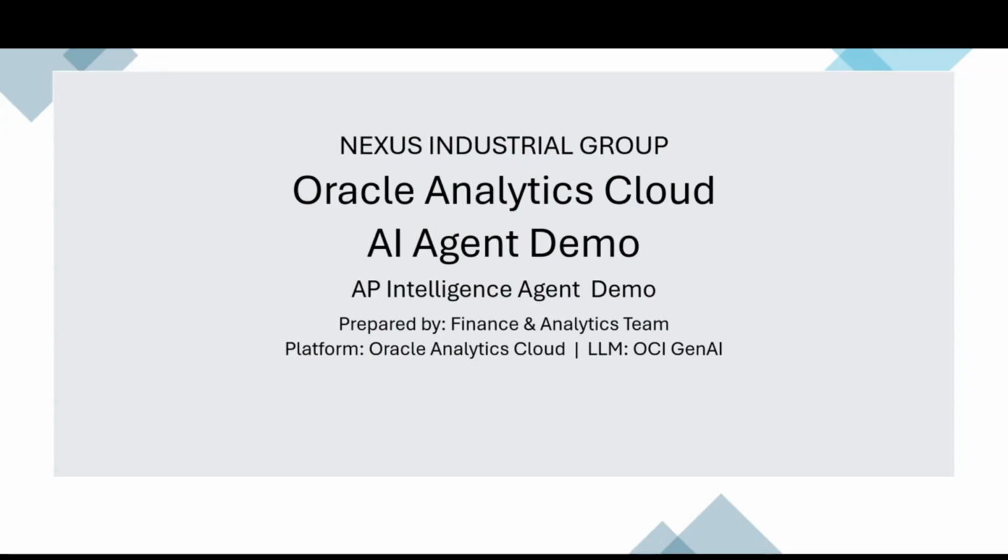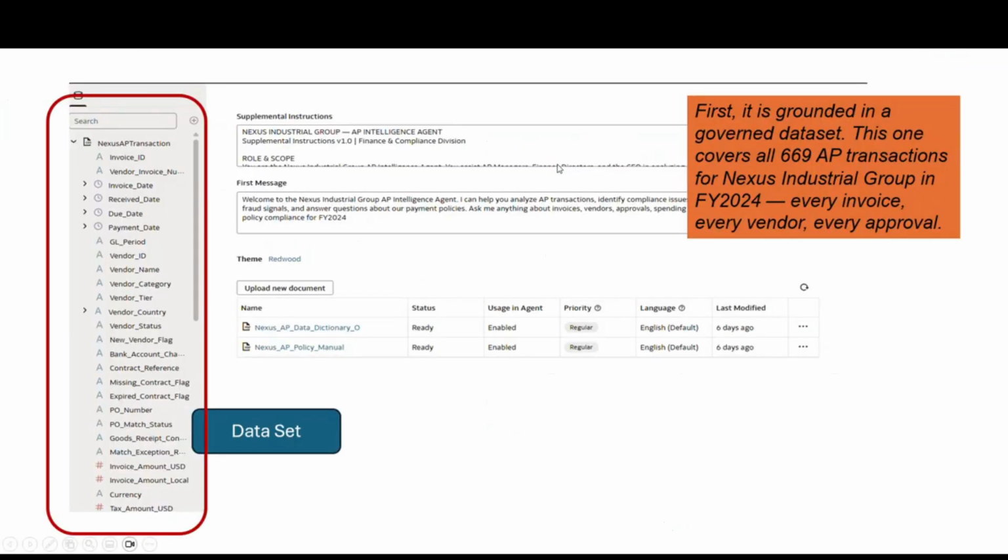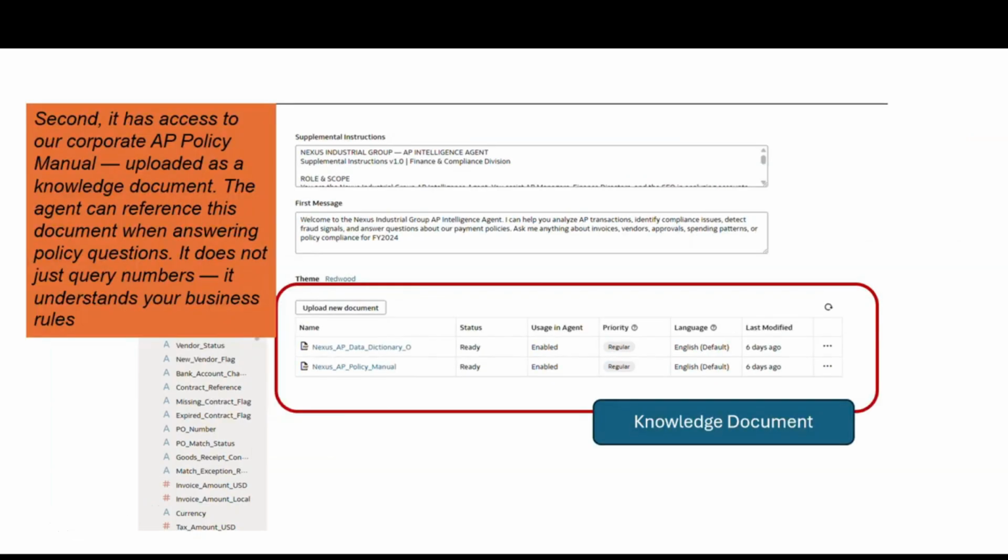Unlike a general chatbot, OAC Agent is scoped to a specific business domain. It combines three components: a governed dataset that grounds every answer in real data. A governed dataset is a certified, business-ready data source where column names are meaningful, metrics are consistently defined, and the data has been reviewed and approved by a business stakeholder.